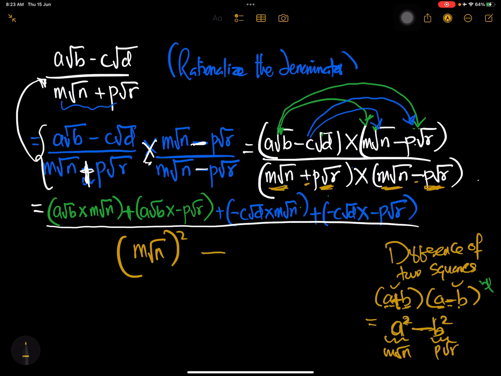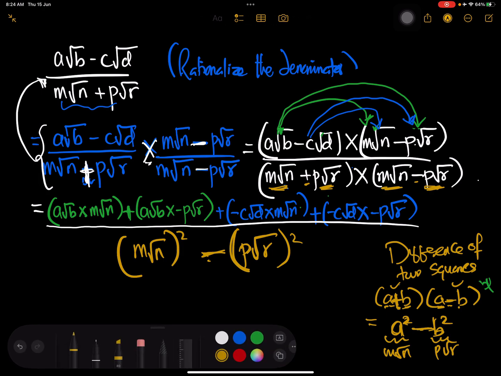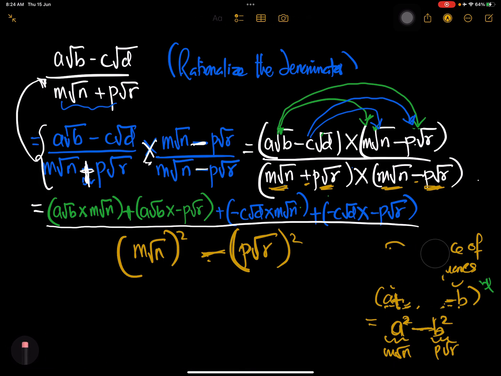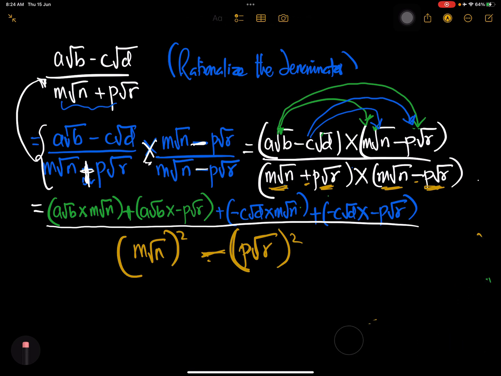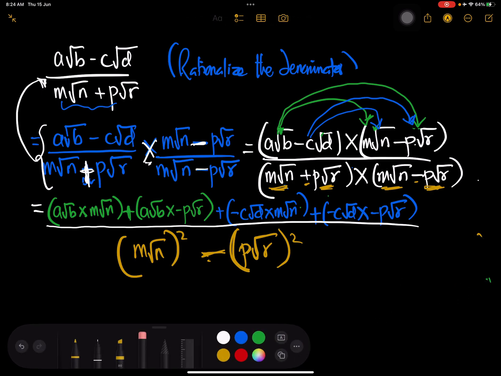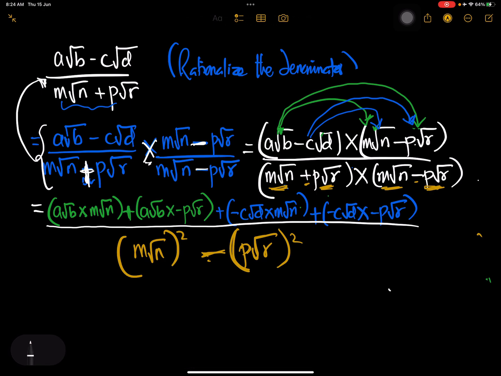So minus, what is the b? The b there is p square root of r. Remember, this is a minus. The b is p square root of r all squared. That's our b right there. And that simplifies things a little bit. We don't have to do another expansion at the bottom, because the difference between the bottom is the signs. Pause the video, go back a little bit, and everything will make perfect sense.